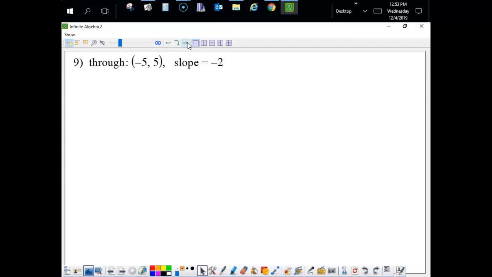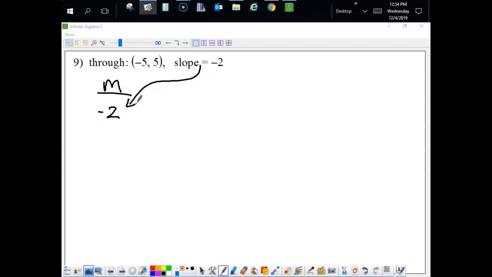Matter of fact, I don't even really like this question. Oh, well, we'll go with it. Okay, here we go. So, what's my m? -2. It's the slope, right?